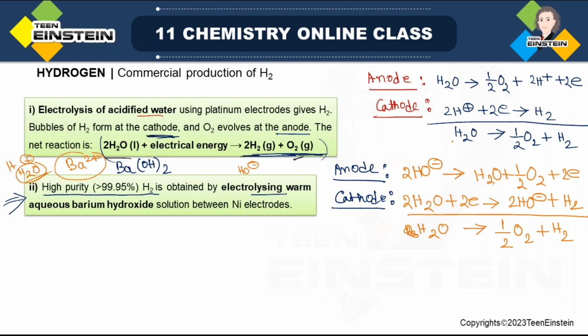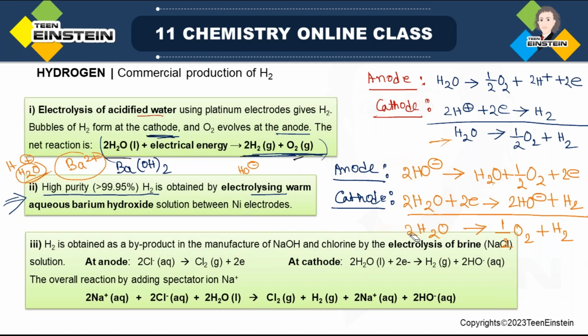Basically the overall equation you will see is the same as the previous one, but the individual reactions, if you see in cathode and anode, there is a difference. Fine. So it is not barium 2 plus that gets reduced, it is water that will be reduced to HO minus. This is the second method. Remember, this method is especially important because only in this method can you get maximum pure H2.